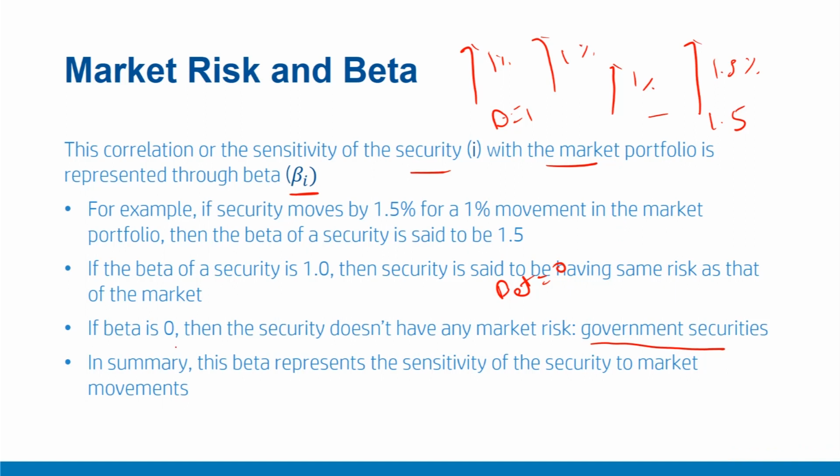So essentially, in summary, this beta represents the sensitivity of the security to market movements, and therefore this beta is a good measure of security's contribution to portfolio risk, because it is not eliminated. When you add the security in the market portfolio, this risk is not eliminated.